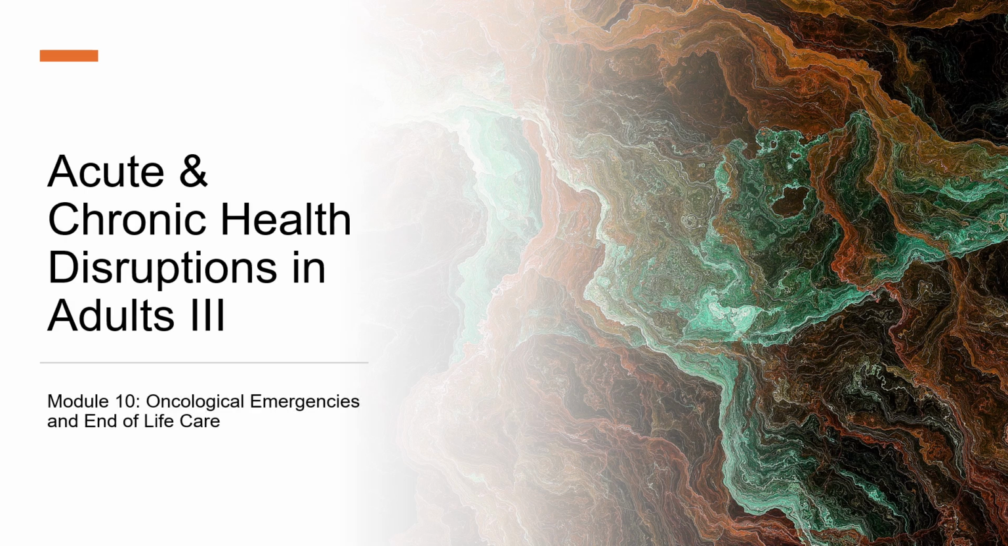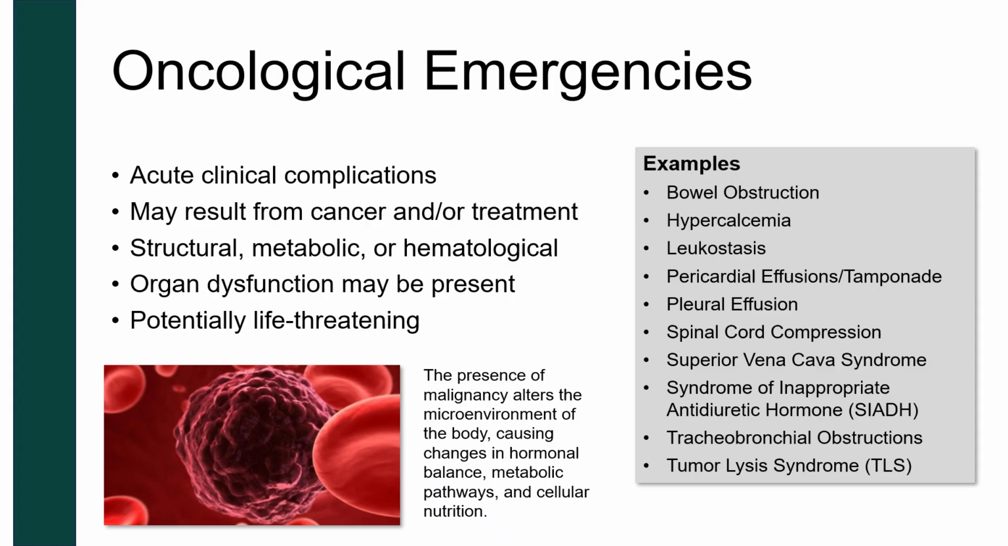This lecture will cover Module 10, specifically Chapter 13, Oncological Emergencies. Oncological emergencies are potentially life-threatening complications that happen from the cancer itself, like a tumor, or from treatment for the cancer that we give the patient. They are categorized by structural, metabolic, or hematological.